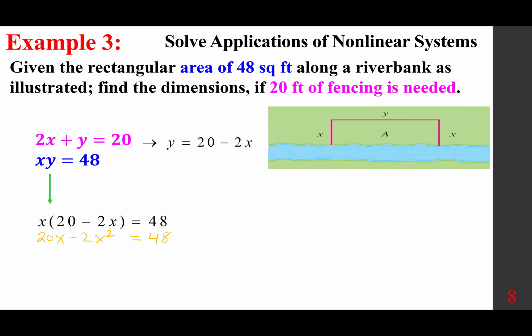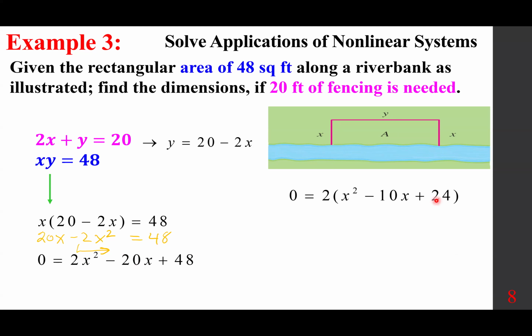Now we bring all to the same side and we put it in descending order, which means this becomes 2X squared, this becomes minus 20X, this is plus 48. Since we want to solve this, we're going to factor, and the very first thing is to factor the common factor 2 out. We get X squared minus 10X plus 24. So we keep the 2.